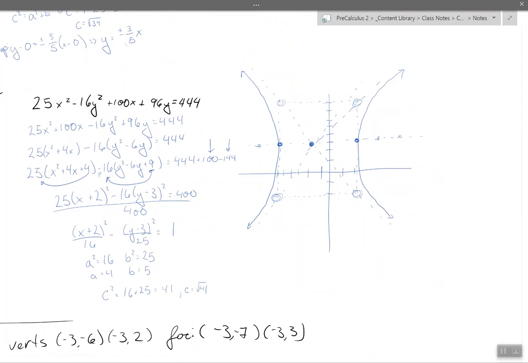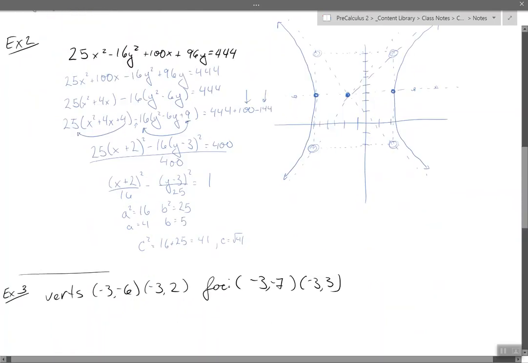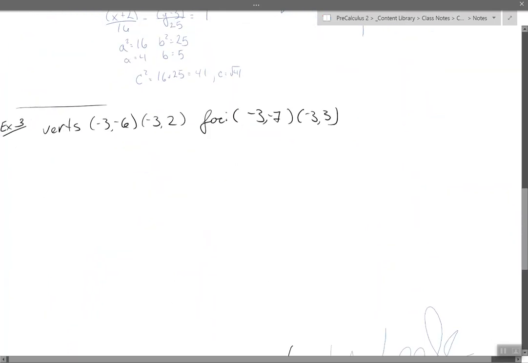I'm going through this kind of quick just to keep these videos short, but that is the gist of what we need to do. The hardest part there is, as always, completing the square process. Okay, one more example here, and for this one, we're going to start with a graph.